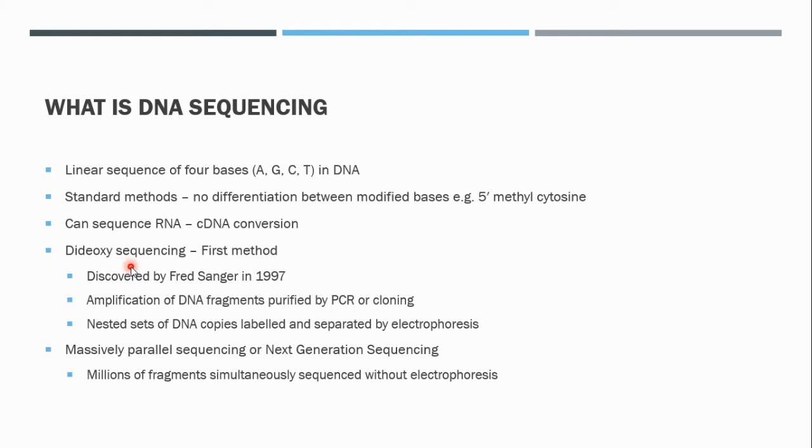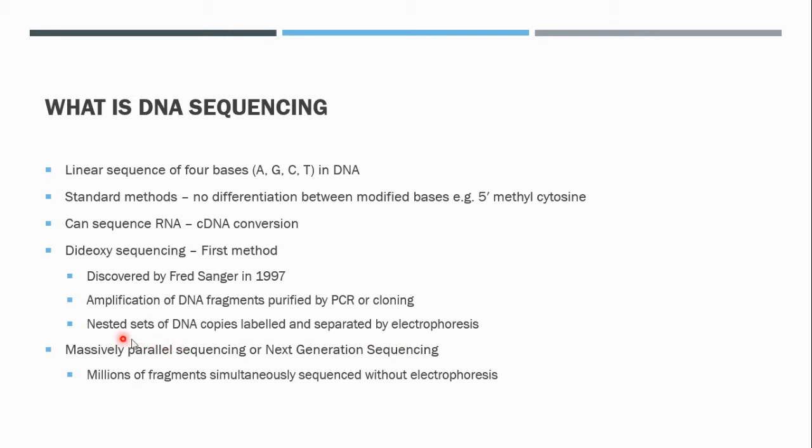Sanger sequencing requires amplification of a DNA fragment that had first been purified using PCR or cloning. So first, a fragment of DNA can be amplified using PCR or molecular cloning, and following this amplification, it is then sequenced. In order to sequence DNA fragments with Sanger sequencing, nested sets of DNA copies are labeled and they are then separated by electrophoresis.